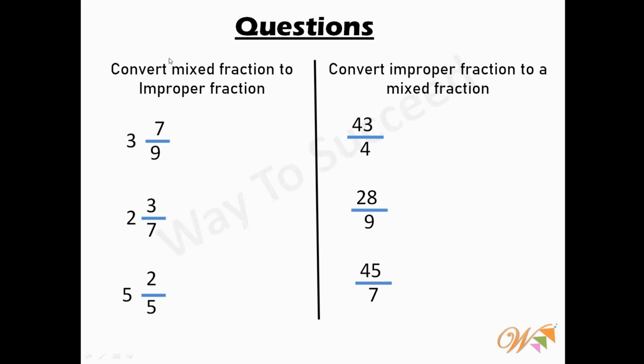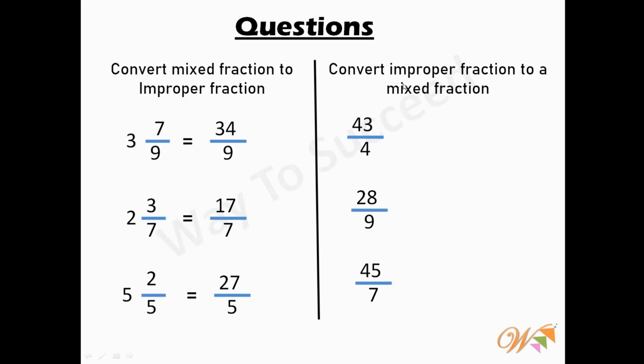So how do we convert a mixed fraction to an improper fraction? We will multiply the denominator with the whole number. Whatever is the answer, we will add it to the numerator. So let's see. 3 7 by 9 will become 34 by 9. How did I get that? 9 times 3 is 27. 27 plus 7 is 34. In the same way, 2 3 by 7 becomes 17 by 7. 5 2 by 5 becomes 27 by 5.